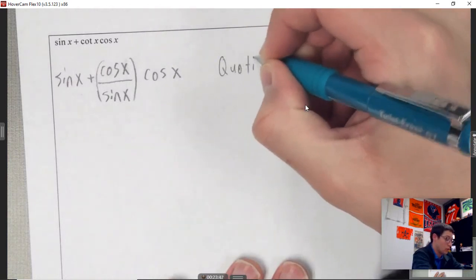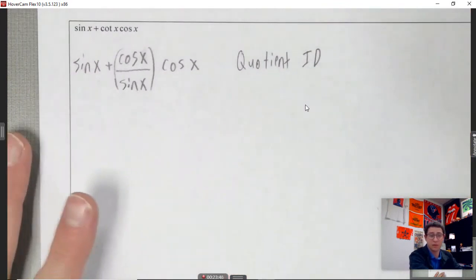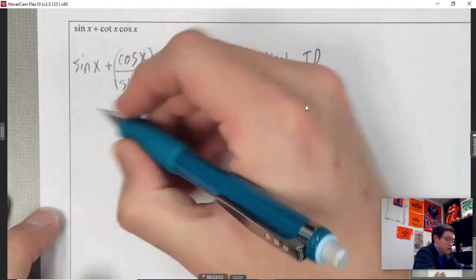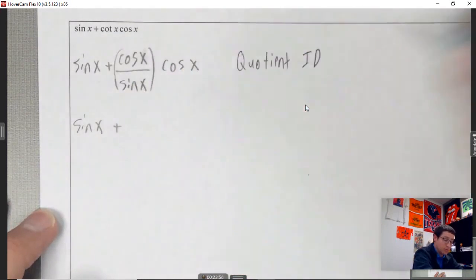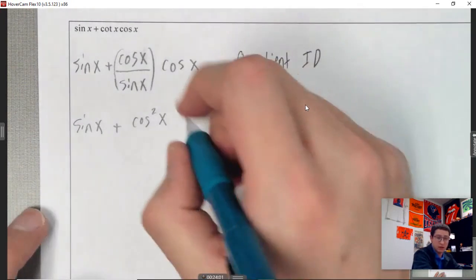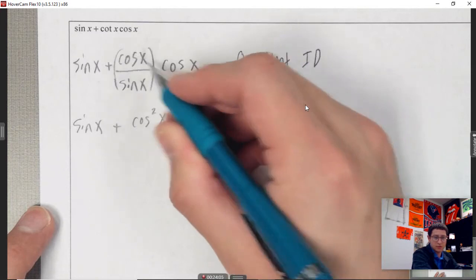Okay, this is a quotient identity. That is what we applied there. So let's see what we have now when we multiply. We can now multiply this to this. So we now have sine of x still, I'm just going to bring that down, plus cosine squared, cosine times cosine. We just multiply straight across.